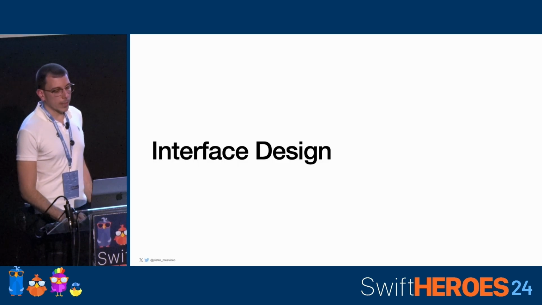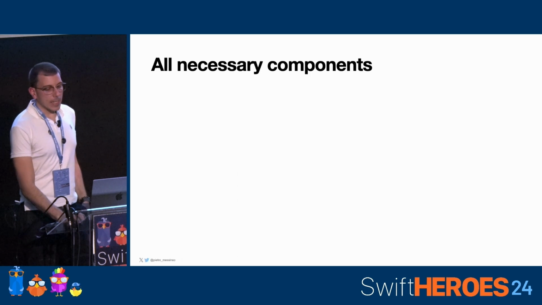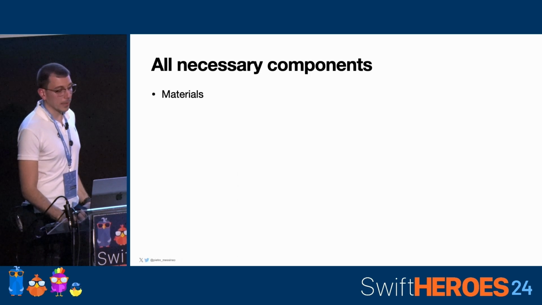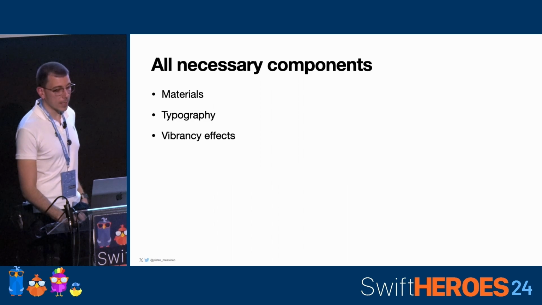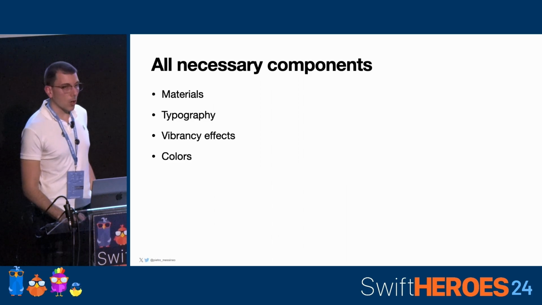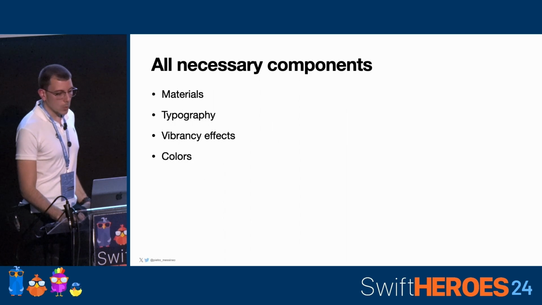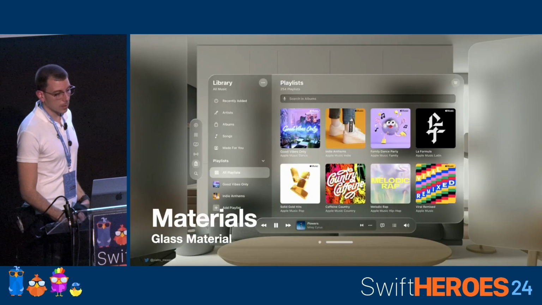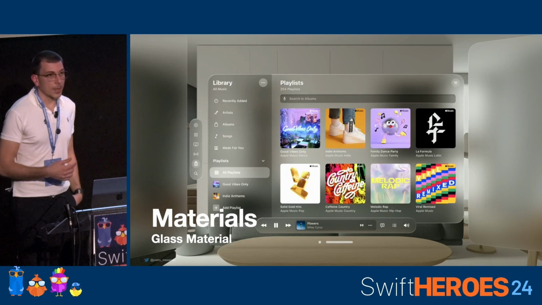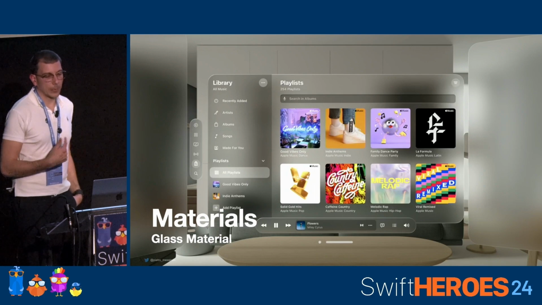Let's move on now to interface design. And let's see all the necessary components such as materials, typography, vibrancy effects, colors, and that's it. Let's go a little bit deeper into those materials. So the default material, as we said, is the glass material. And as you can see here, it is the default material for windows.